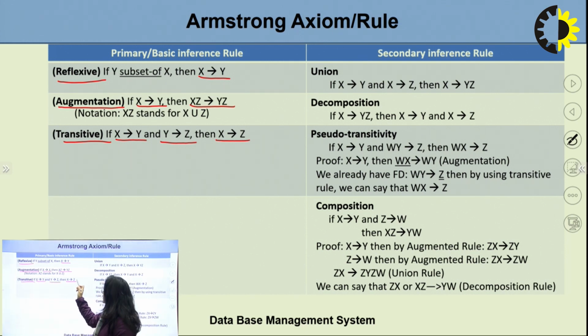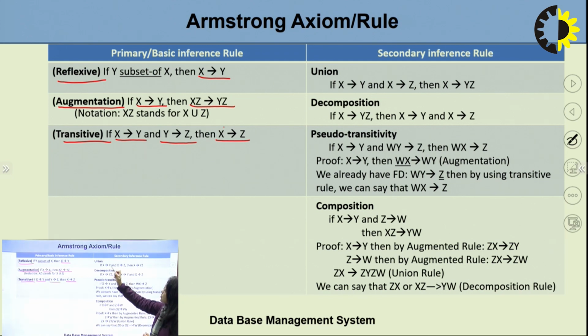So we can say that z can be determined by x. So this is what transitivity is. These three rules are the primary or basic inference rules of Armstrong, and these rules are the secondary inference rules which can be derived from the primary rules.